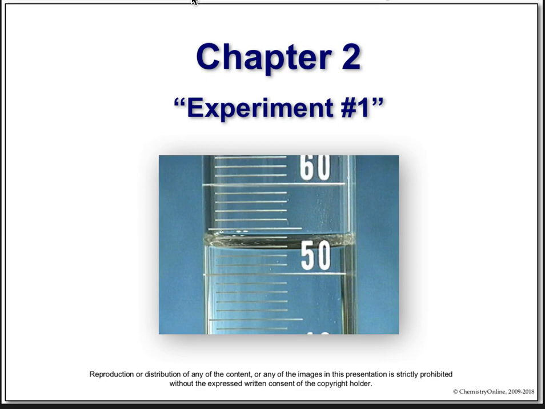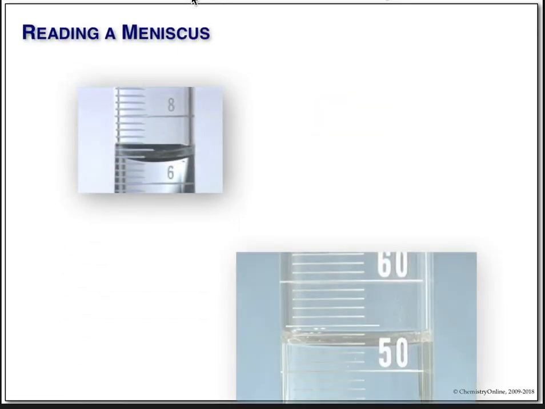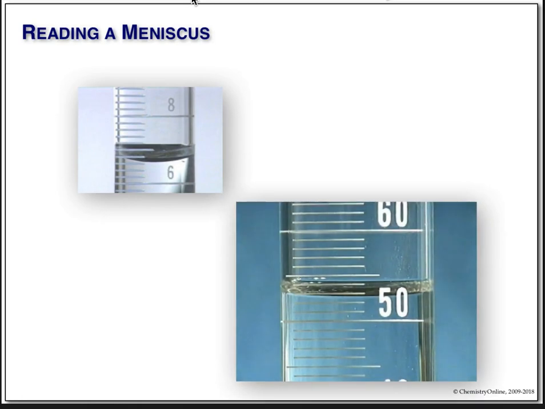Before we do chapter 2, let's talk just a little bit about the lab we just did. We can review the principles because we're going to be using these basic skills all throughout the semester. First thing we did was to read volumes. We did this using a small graduated cylinder and a large one.